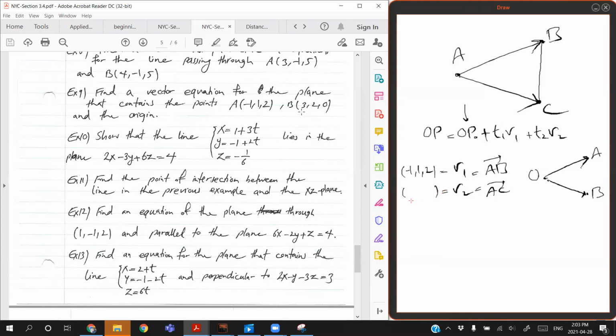And the vector OB, I can use that for the second vector. The vector OB is going to be 3, 2, 0. So let's just use the origin as the given point, OP. I'm going to use x, y, z. (x, y, z) is going to be (0, 0, 0), which is the origin, plus t1 times v1, which is (-1, 1, 2), plus t2 times (3, 2, 0).